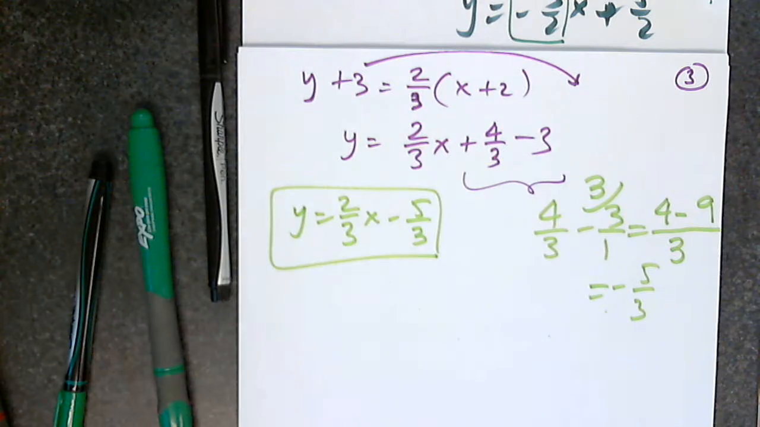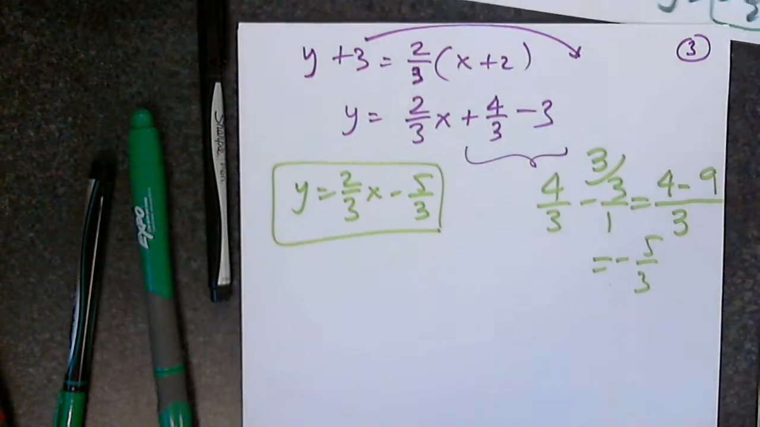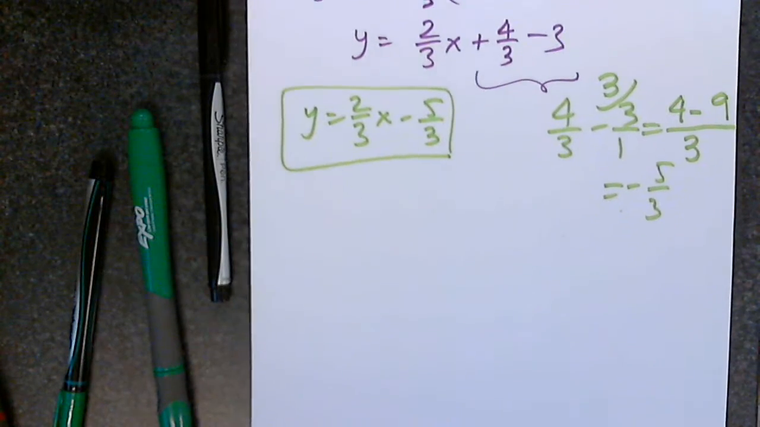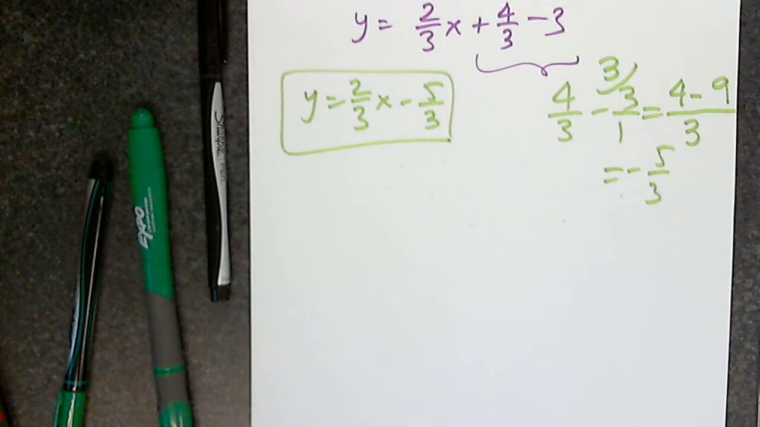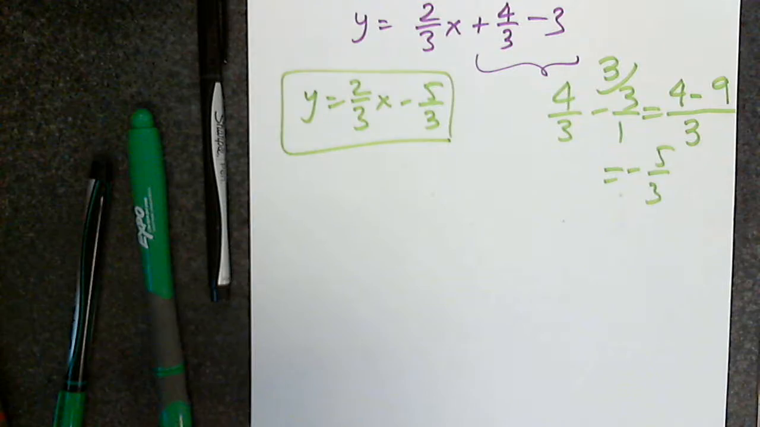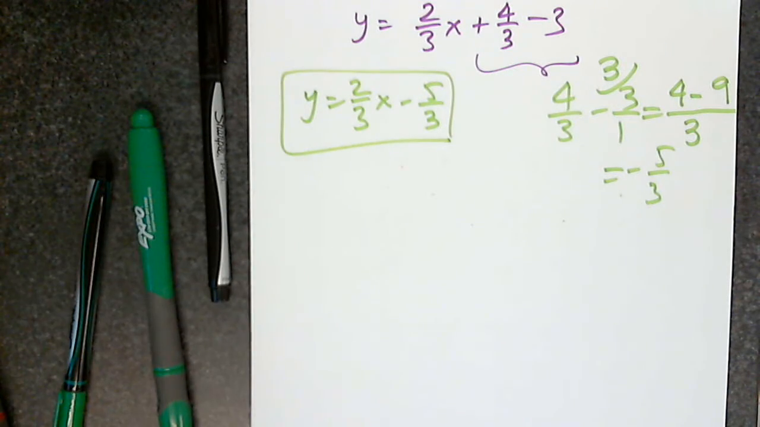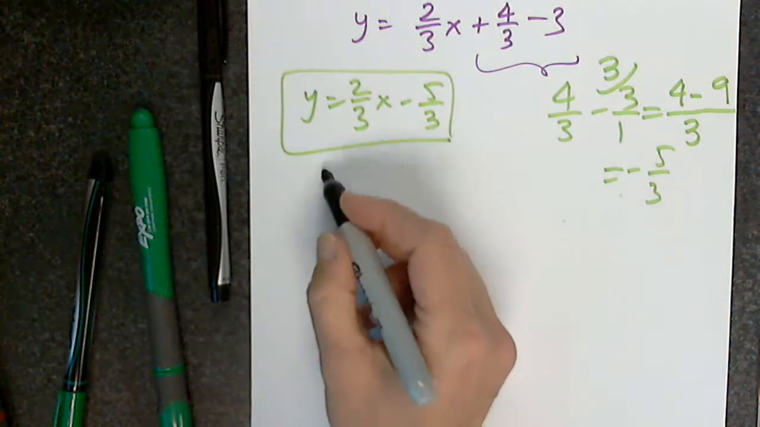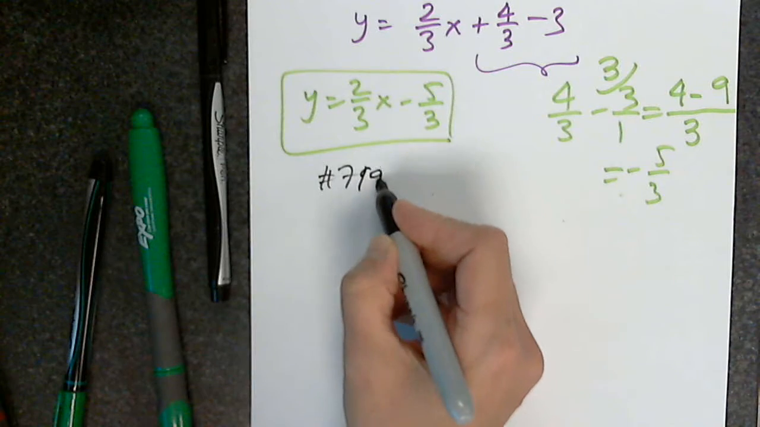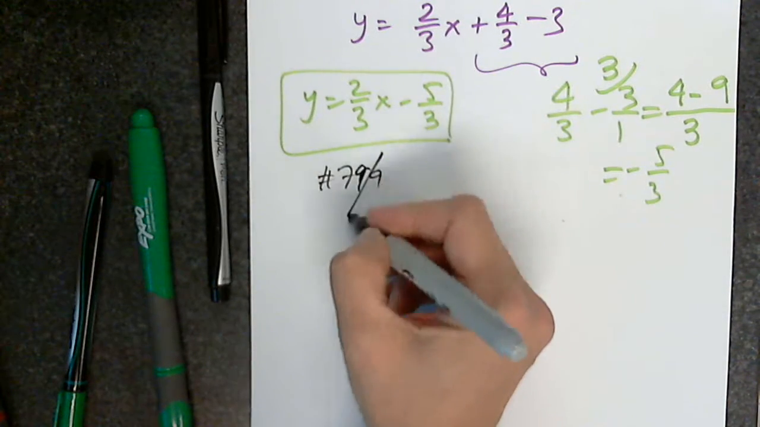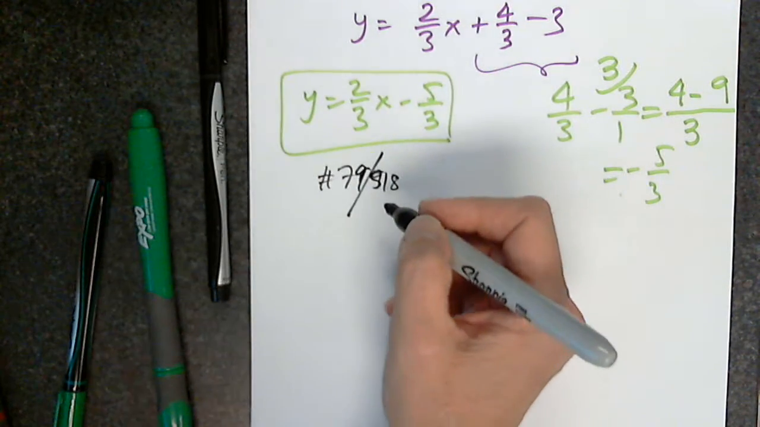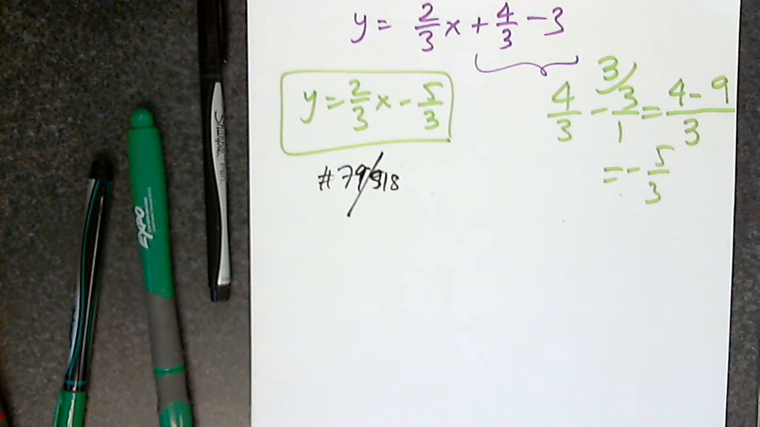I'd like to look at one more word problem, if that's okay with you. Any questions on this problem? Remember, you must redo it several times till you're able to do it on your own. Okay, so I'd like to choose 79 on page 518. So let's read the problem.